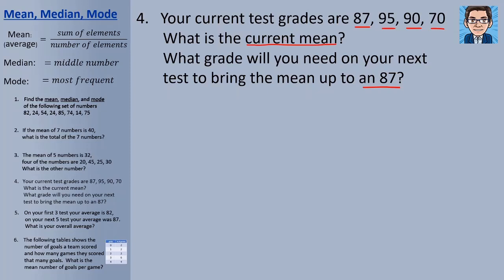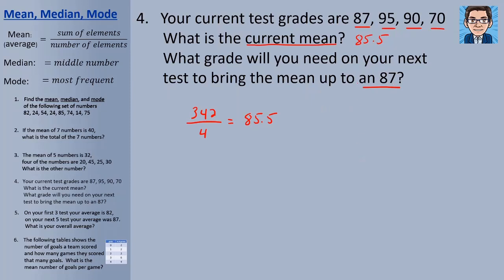So let's do the current mean. So if we add up these 4 numbers, 87 plus 95 plus 90 plus 70, we get 342. There are 4 elements, so if we divide by 4, we're going to get an average of 85.5. That's our current average. So now we want to increase to 87.